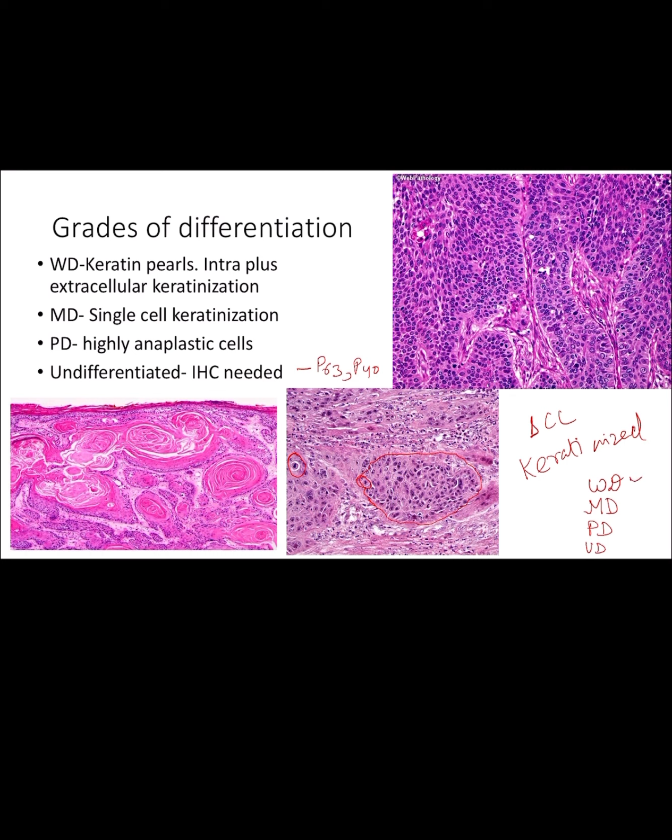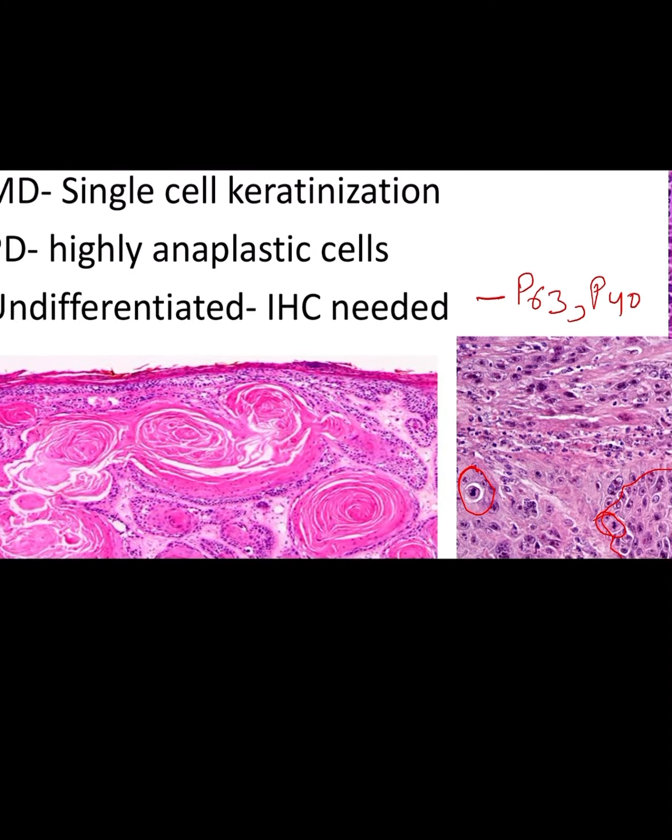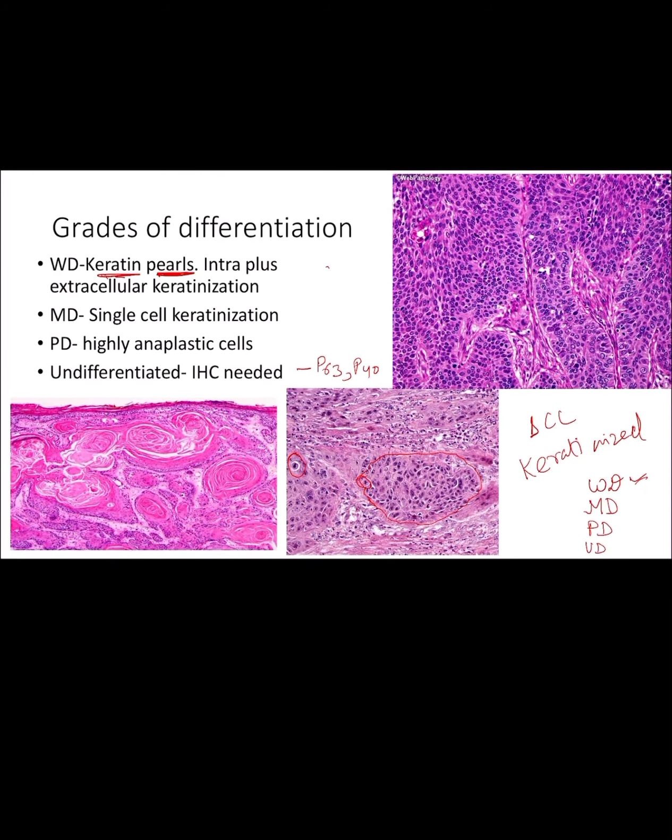In well differentiated tumors, there is keratin production, which can be seen in the form of keratin pearls. In keratin pearls, there is extracellular keratinization. These are the keratin pearls, where the keratin is surrounded by atypical squamous cells. Apart from the extracellular keratinization, there will also be intracellular keratinization. So well differentiated SCC will be producing a lot of keratin.